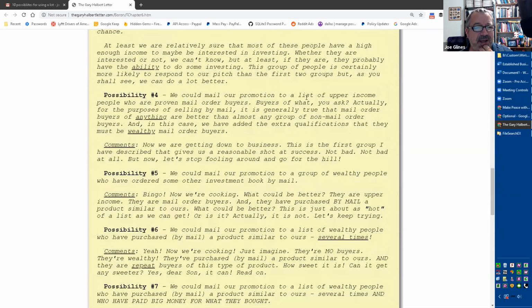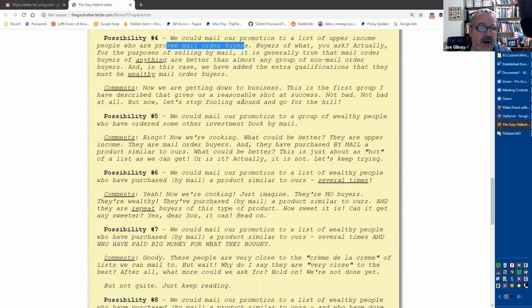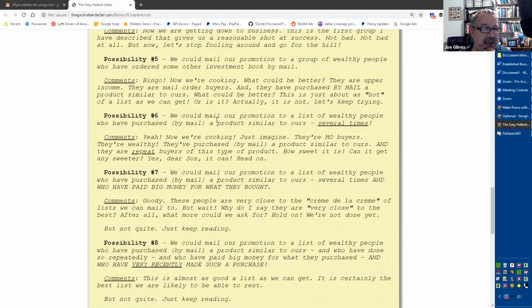Number four is we could get a promotion to upper income people that are proven mail order buyers, right? And this was like a holy hell. Suddenly people who've bought in the past and we're doing a mailing to those people, that's going to really perform much, much better. Like you could probably stop and say, that's great, but wait, there's more. We could do it to wealthy people, so not just everyone that's ordered, but maybe just wealthy people who've ordered an investment book. So something similar to what you're selling, right? Now we're cooking with gas, right?